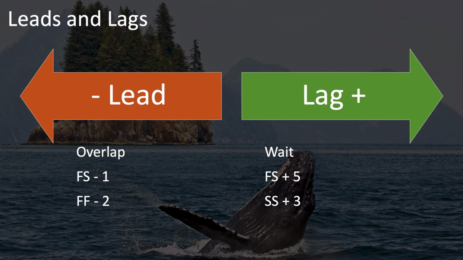And by the way, I've been using the word days. It doesn't have to be days. This is whatever your unit of measure is. Days is commonly used in examples, but this could be 5 days, 5 hours, 5 weeks, whatever your unit of measurement is on your schedule.